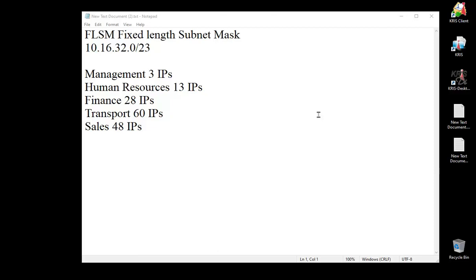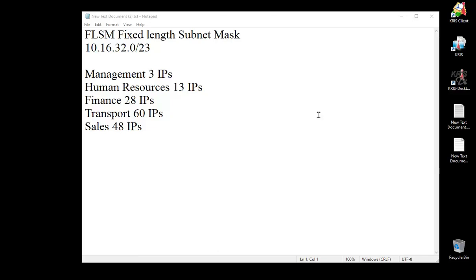to accommodate the different departments that you can see in the scenario today, which I will have: management department with 3 IP requirement, human resource with 13 IP requirement, finance 28, transport 60, and sales 48.